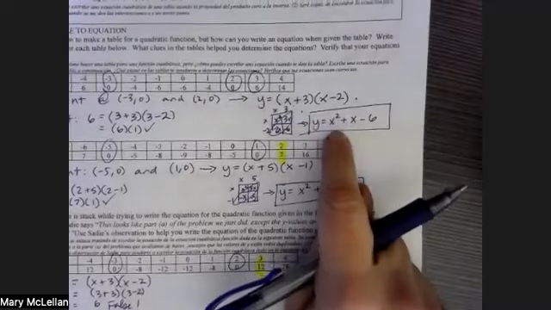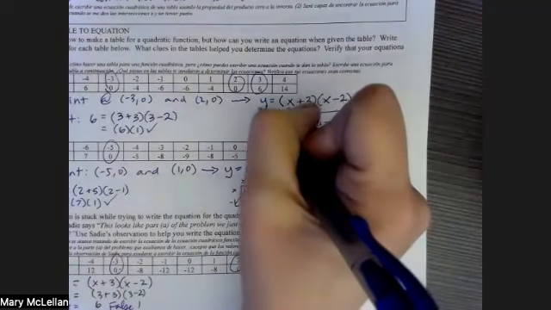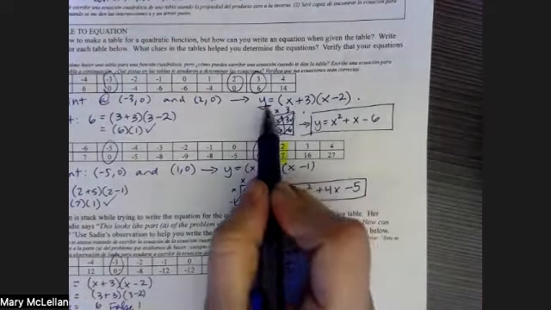The question becomes, how do we do this? But what I want you to notice is that all of the y values in this table are doubled, meaning this y should be half of this y. What happens if I just put a 2 in front of my equation? Then this becomes true.